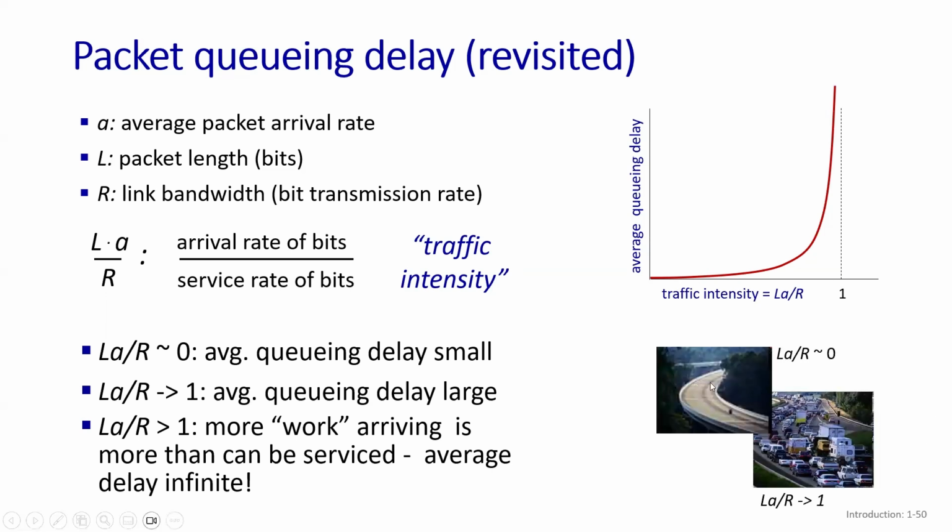This is just to show you an example. If L into A by R is approximately equal to 0, the highway is completely free and there is very little traffic. But if the arrival rate keeps increasing, you will have a queue that grows bigger and bigger, and eventually it will reach infinity.